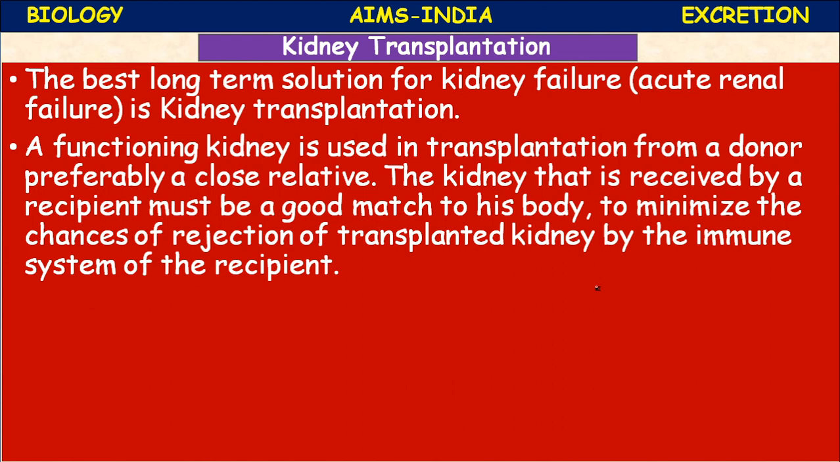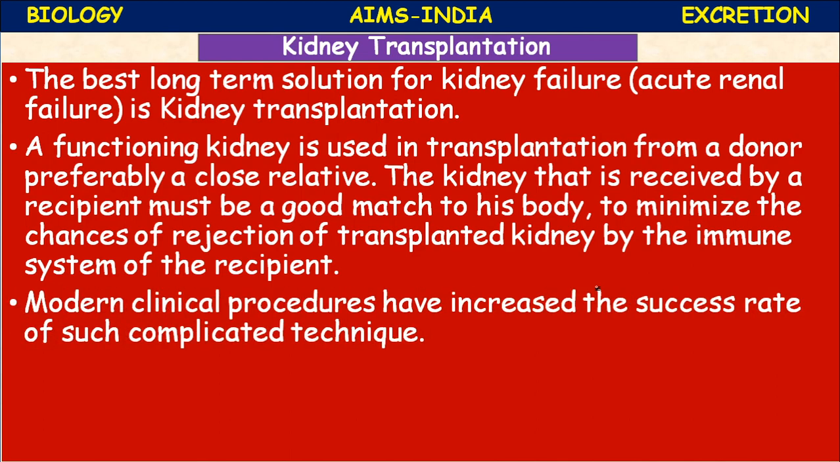Actually kidney transplantation, or any organ transplantation, is not an easy process. There are several steps. The blood group has to match, the tissue has to match. So that's why for kidney transplantation or any transplantation, donors must preferably be selected from close relatives. The modern clinical procedures have increased the success rate of such a complicated technique.